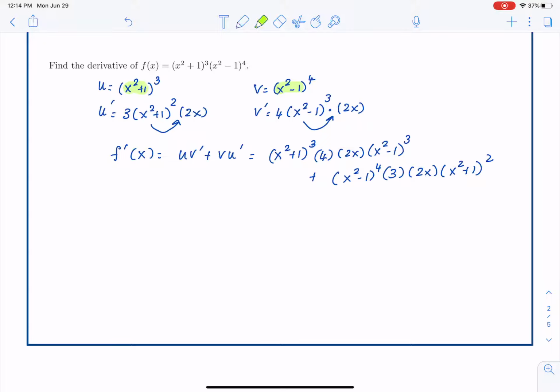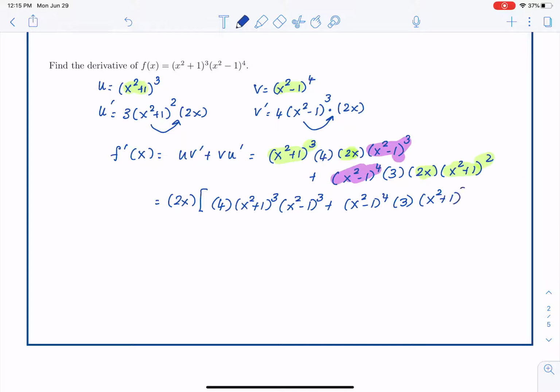I have a 2x in common. I have x squared plus 1 squared in common between those two terms. And I have x squared minus 1 cubed in common between those two terms. So if I pull 2x out, I'm left with 4 times x squared plus 1 cubed times x squared minus 1 cubed plus x squared minus 1 raised to 4 times 3 times x squared plus 1 squared.